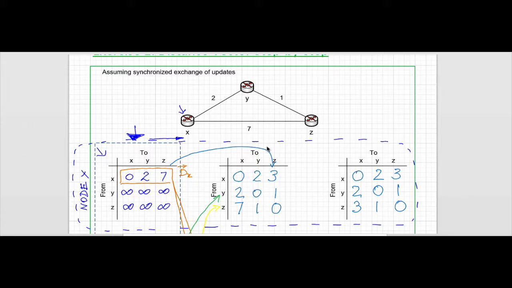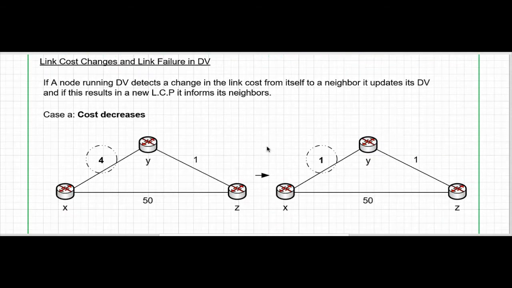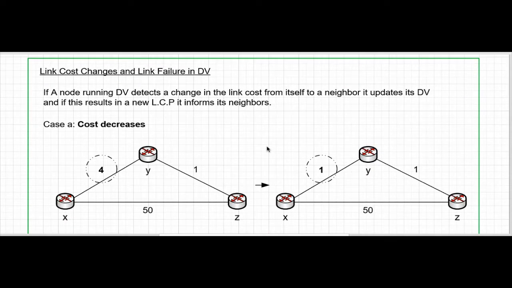Now let's see what happens and some problems that we're going to have with distance vector. And the first thing that we're going to look at is what happens when there's changes in the network. And in this case, the change is going to be a link cost change. Sometimes the link is going to go down, sometimes it's going to go up. Let's look at the first case when the cost decreases.